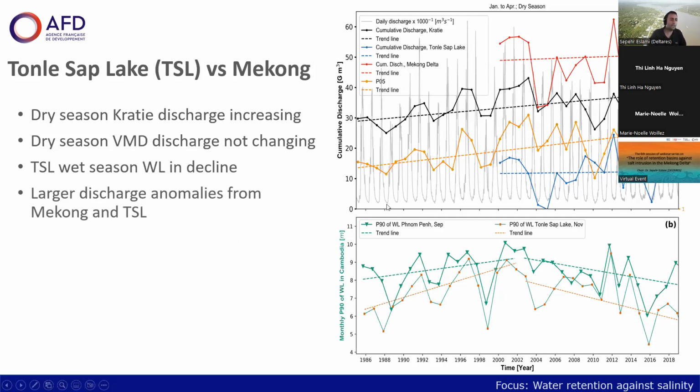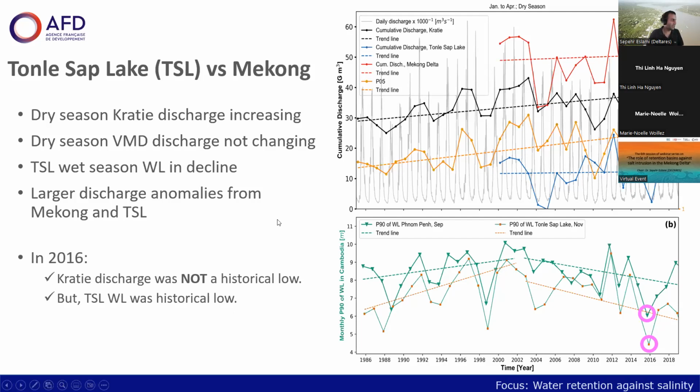Here I highlight that if we look at the total discharge during the extreme event of 2016, this historically is not the lowest discharge in the Mekong Delta. But if we look at water level in Tonle Sap Lake, then we see that it has been historically low. So this again emphasizes the importance of water level and storage in the Tonle Sap Lake.